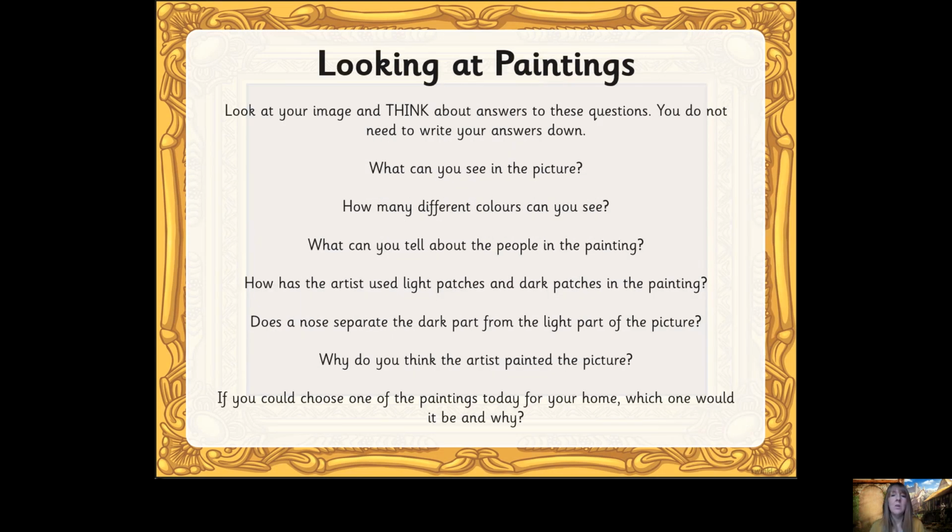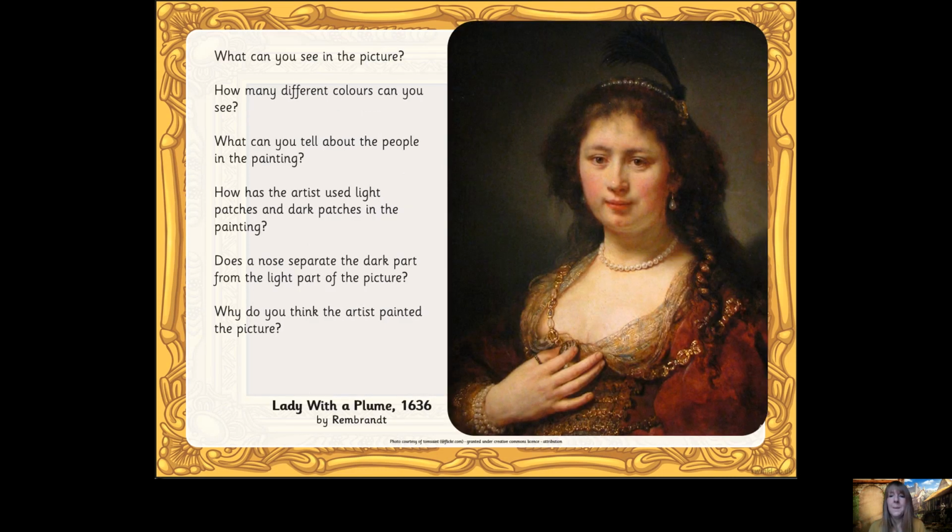Okay, so we're going to be having a look at some paintings now, and you just need to be answering the questions that I'll read out to you. You don't need to write these answers down in your book. They're thinking questions, okay? So off we go. This is the first picture that we're looking at. The name of the picture is Lady with a Plume, and it's by Rembrandt, and this was painted in 1636. So what can you see in the picture? How many different colours can you see?